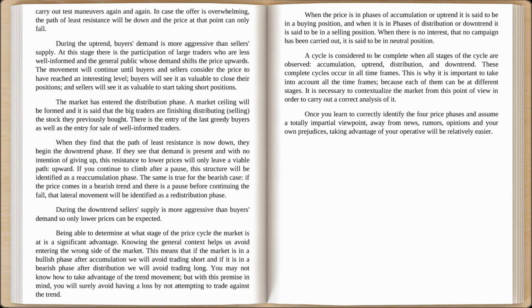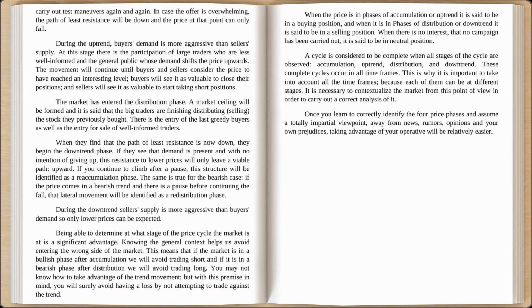If the price comes in a bearish trend and there is a pause before continuing the fall, that lateral movement will be identified as a redistribution phase. During the downtrend, sellers' supply is more aggressive than buyers' demand, so only lower prices can be expected.